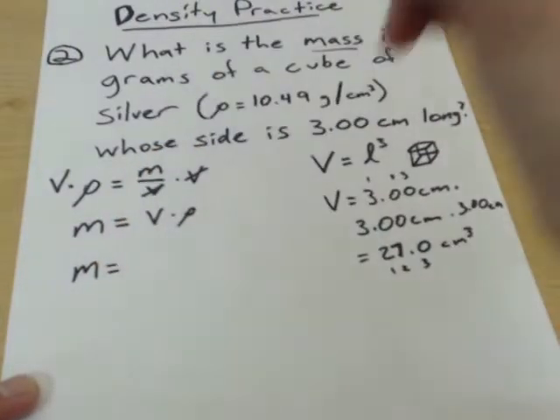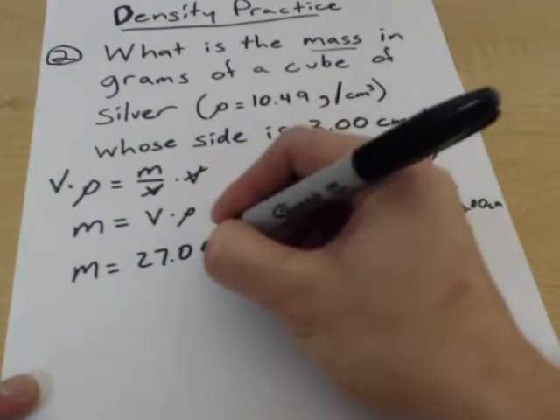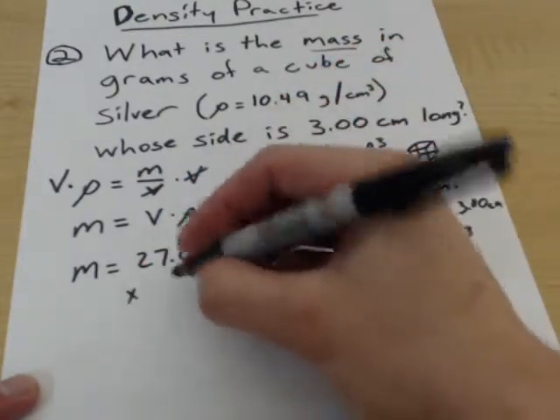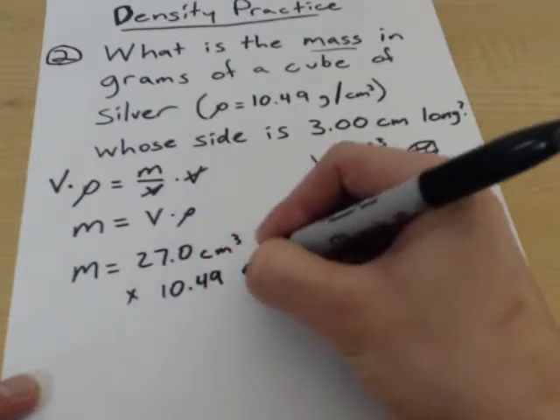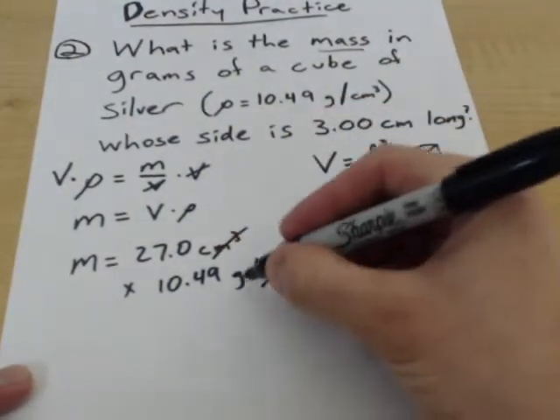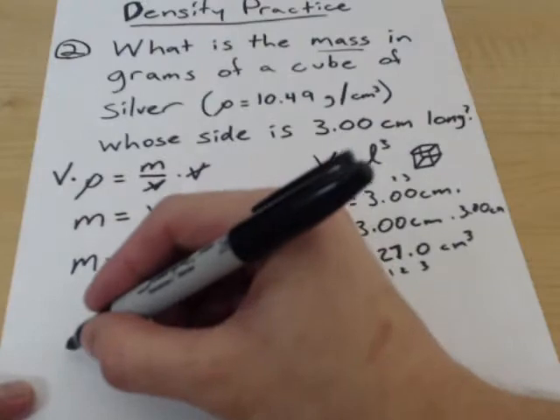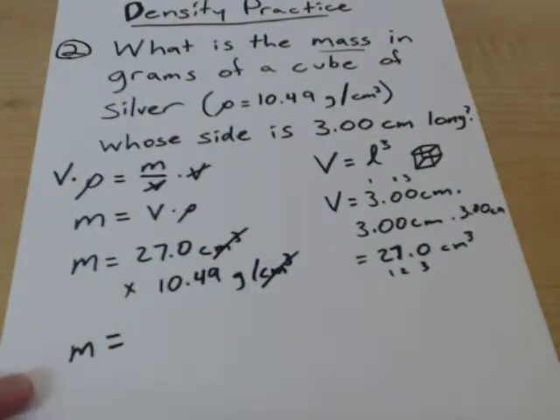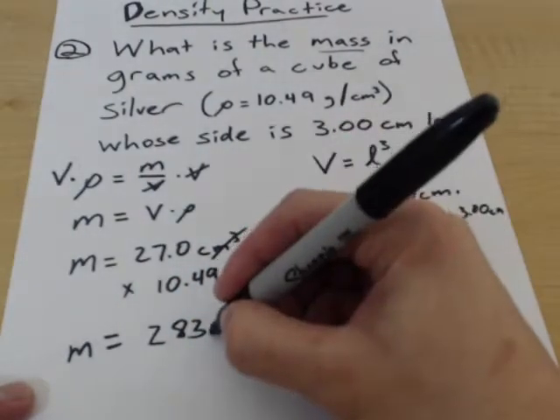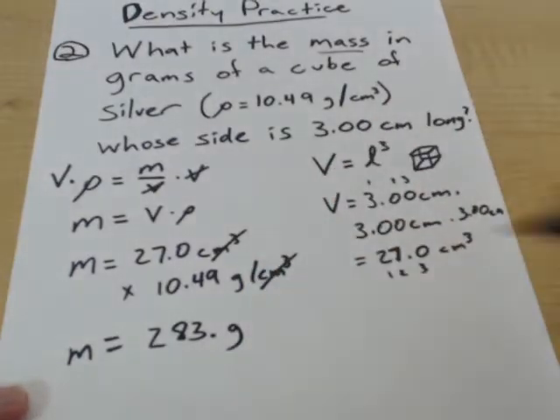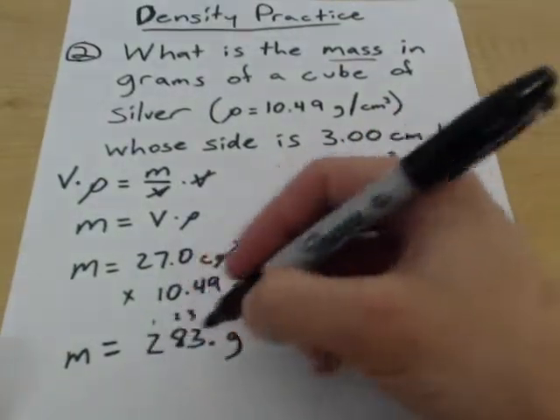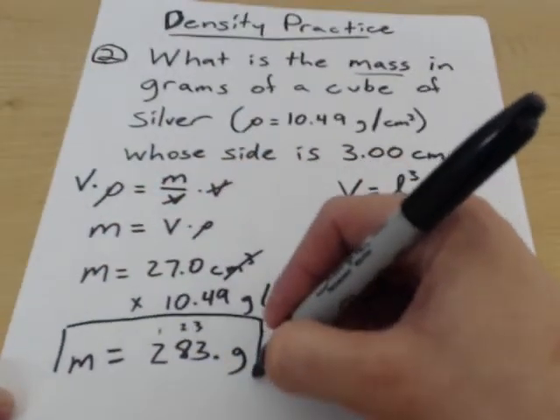Mass equals 27.0 centimeters cubed times 10.49 grams per centimeter cubed. The centimeters cubed are going to cancel out, and we're going to be left with grams, which is what we want, right? So the mass is going to equal 283, and I'm just going to stop right there and put a point. Grams. Now, why did I do that? Once again, 3 sig figs, 1, 2, 3. That's what we're given, that's what we end with. So 283 grams is going to be our final answer for this one.